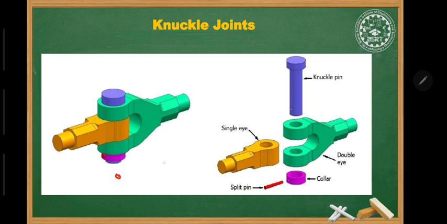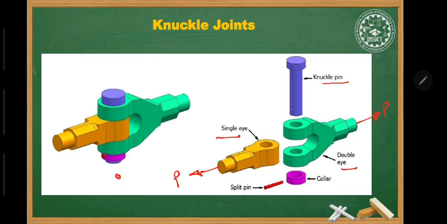Generally a knuckle joint consists of three components: single eye, double eye or fork, and knuckle pin. The eye is formed on one of the rods and the fork is formed on the other rod. This is our first rod, which is subjected to the external load P, and this is our second rod, again subjected to the same external load P.